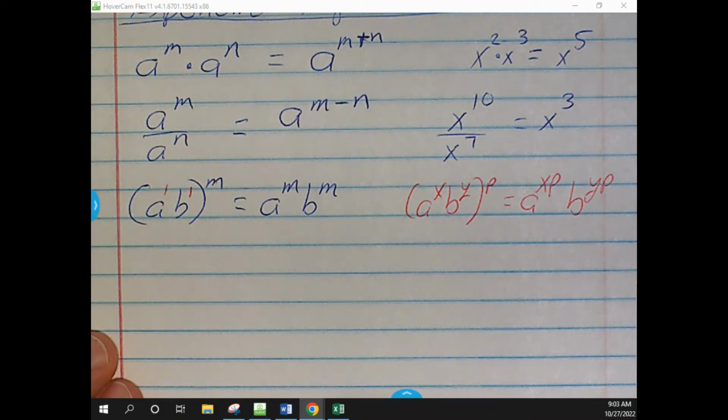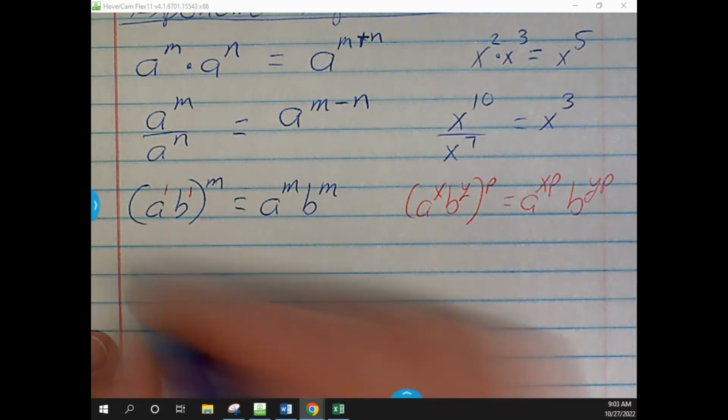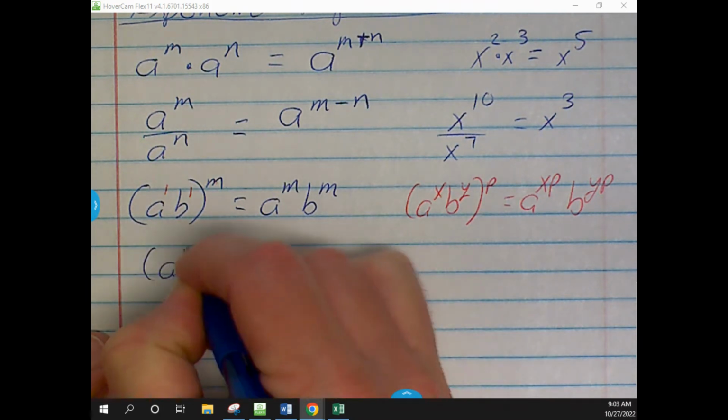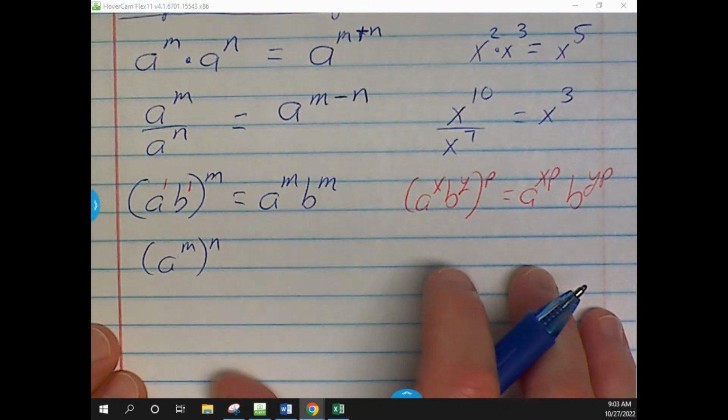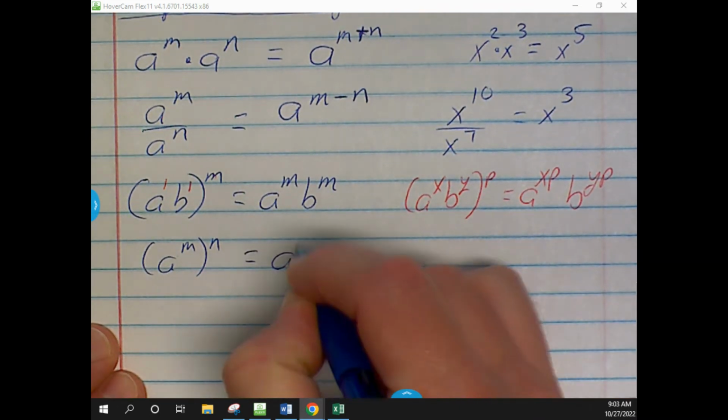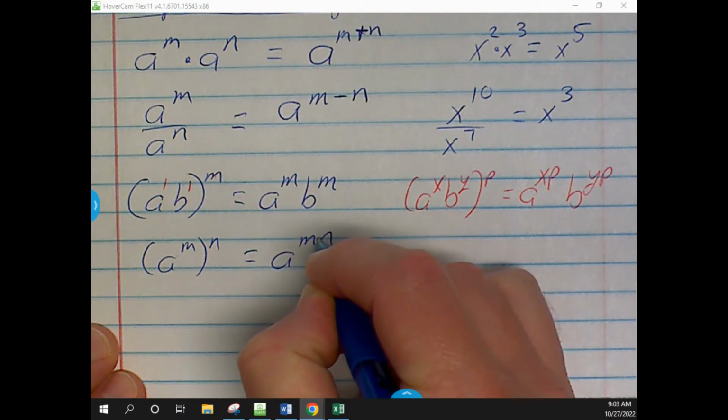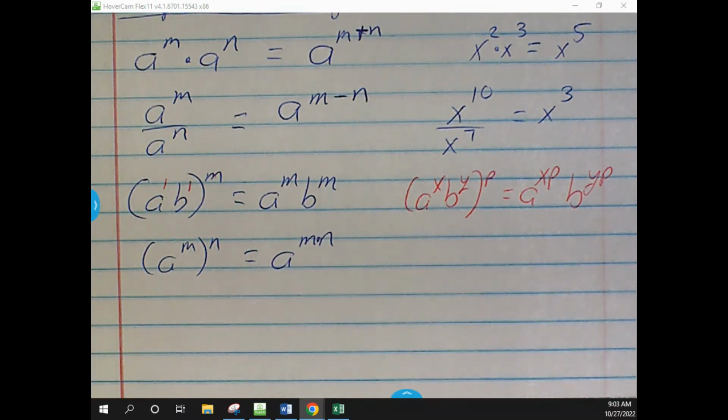Oh, I actually skipped one. I skipped the one ahead of this. Oops, my bad. For some reason, I skipped the one that was before this. That if you had a to the m power to the n power, it would have made more sense if I'd done that one first. Then you multiply those two things together. It should be that to the m times n power. I don't know why. My eyes just skipped over that one for some reason.